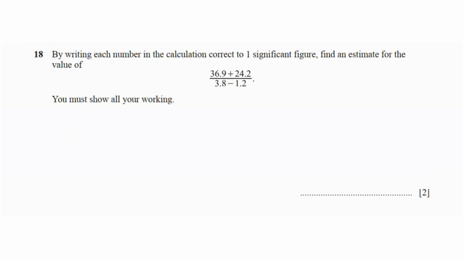By writing each number in the calculation correct to one significant figure, find an estimate for the value of this. So 36.9 is 40. 24.2 is 20. 3.8 is 4 and 1.2 is 1. That's going to be 40 plus 20 over 4 minus 1, which is 60 over 3, and that is 20.